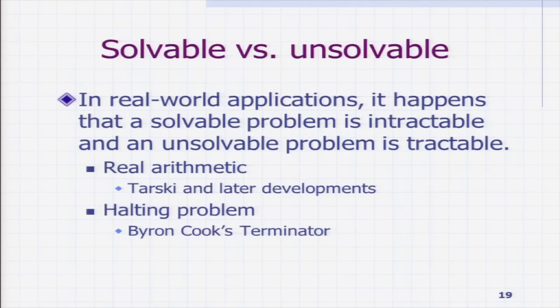In this golden age of solvable versus unsolvable problems, or in the special case, decidable and undecidable. Solvable means there exists an algorithm. Decidable means there is an algorithm that gives answers yes or no. So this is more general.